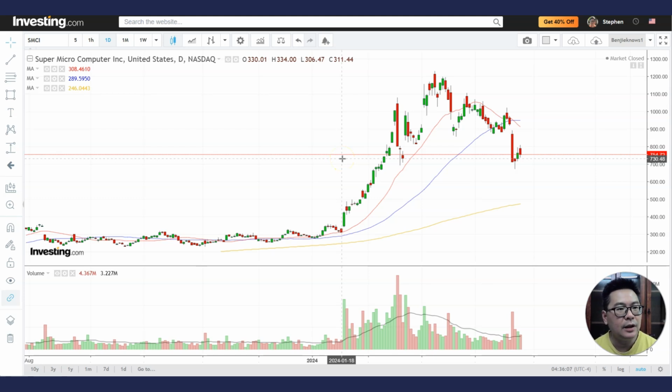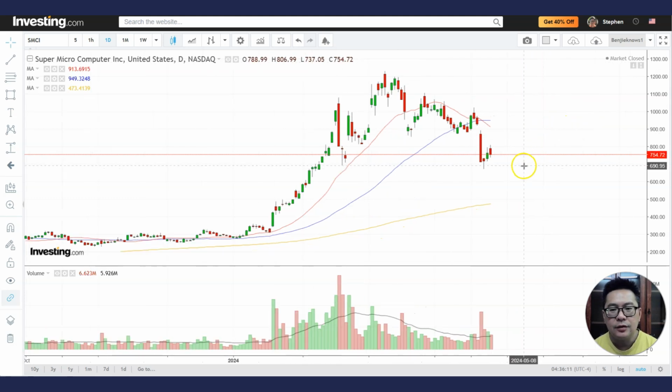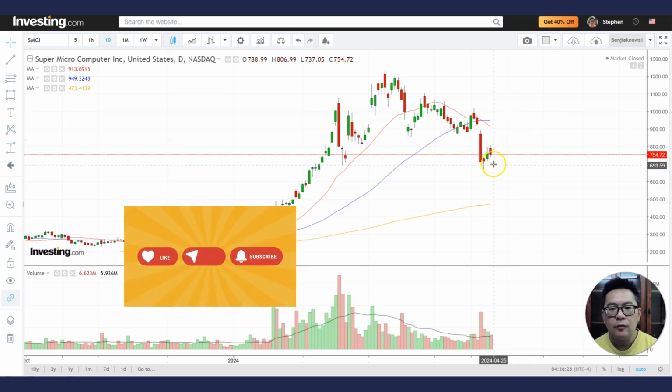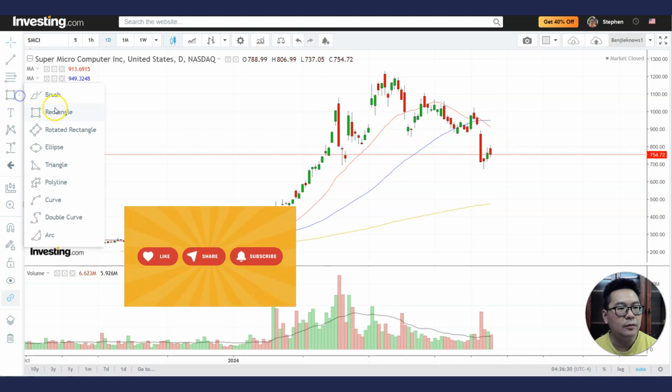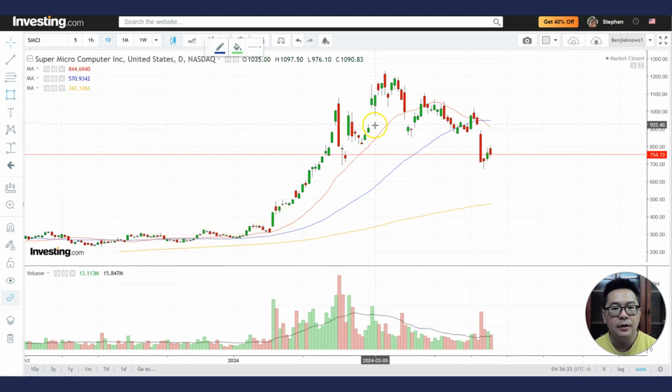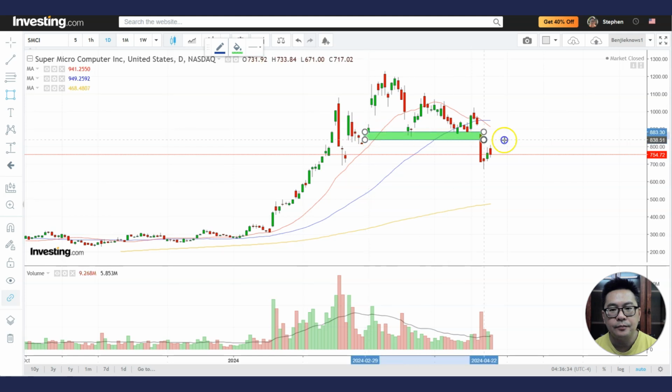Let's take a look at SMCI Supermicro Computer. Now, what is this stock doing? Well, just like many other stocks and the general market, it is bouncing up for a few days, 2 days. But yesterday, even though it went higher, it had a red bar. And one of the reasons why it's not doing so well is because it has dropped below this support area.